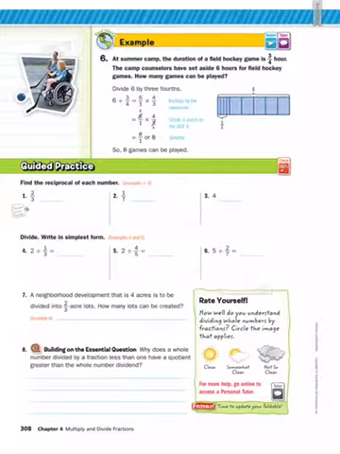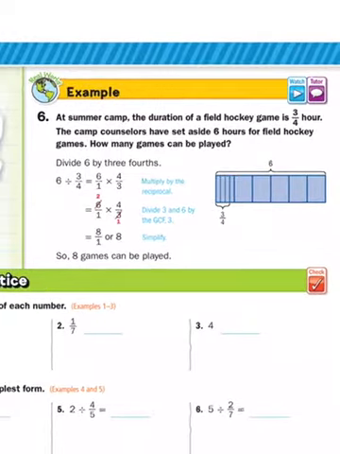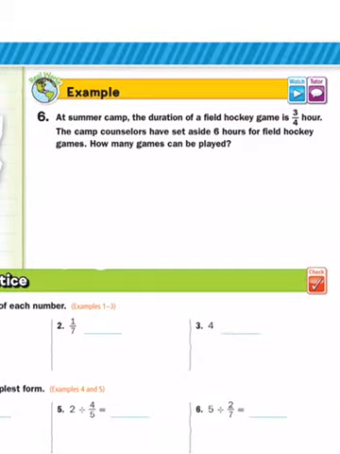All right. Now, last one, we're just going to show you a real world example here. So let's get started. First, though, I had to magically clean up all that slop underneath so you can see my work. It says, at a summer camp, the duration of a field hockey game is 3/4 of an hour. So that's how long a field hockey game lasts. The camp counselors have set aside 6 hours for field hockey. So that's the total amount of time they have to play games. The question says how many games can be played.